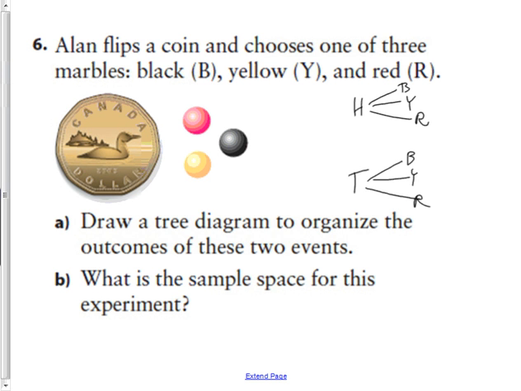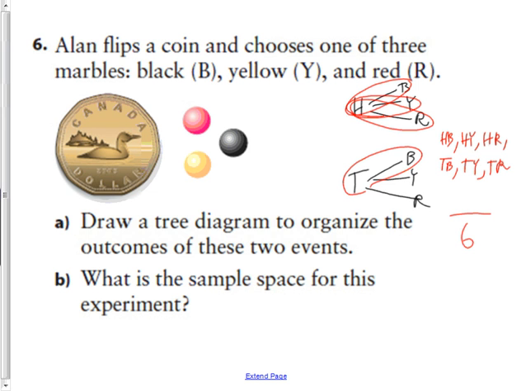So here we have all of our different outcomes are the branches. So this one right here is heads black. This one here is heads yellow. And this one here is heads red. So we can just organize that in a sample space. HB, comma, HY, comma, HR, comma. Then we have this one, which is your tails with a black marble, tails with a yellow marble, and tails with a red marble. So altogether, we have 6 possible outcomes. Our sample space for this is right here.